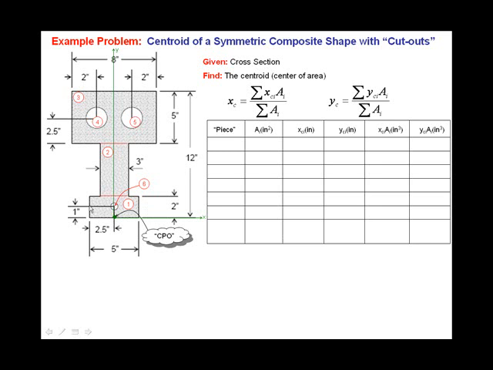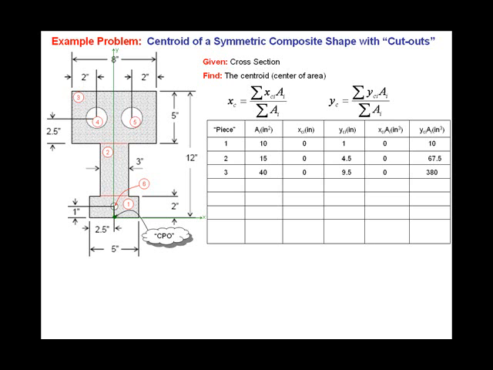Let's look at shape 1. Shape 1 is 10 square inches. Its x distance from the common point of origin is 0, and it is 1 inch up from that CPO. Shape 2, 15 square inches. Its centroid again lies on that line of symmetry, so its x distance is 0, and its y distance is 4.5 inches from the common point of origin. Shape 3, 40 square inches, 8 by 5. Again, its centroid lies on the line of symmetry on the y-axis, so its x distance is 0, and its y distance is 9.5 inches from the base.